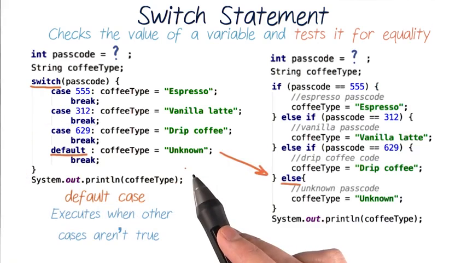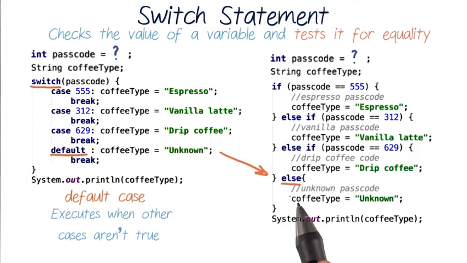There's also a default case that acts the same as an else statement. The default code will execute whenever our other cases aren't met, like if the passcode was something like 914 and we don't recognize it or don't have a case for it.